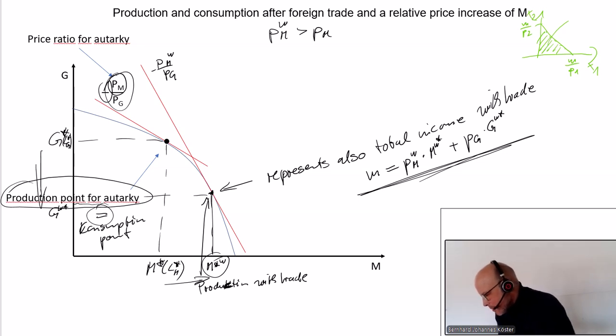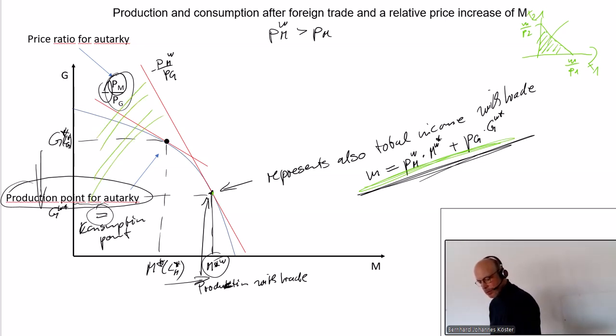Well, and now, of course, this point is possible for us to consume because it's lying on our new income line. But everything on the red line, on the new red income line, and below this, these are our consumption possibilities.